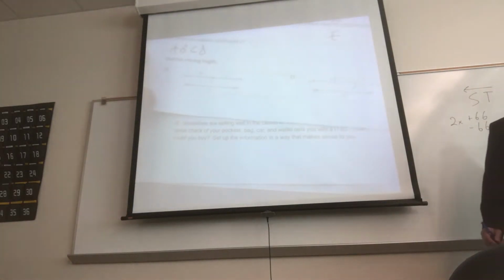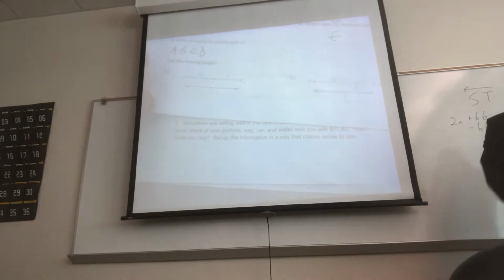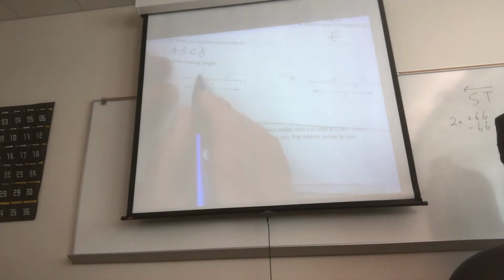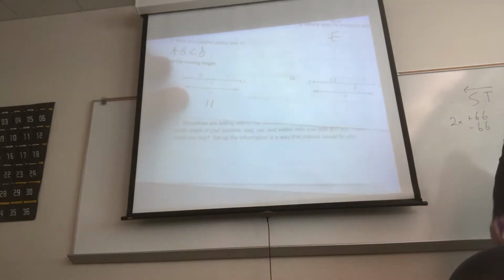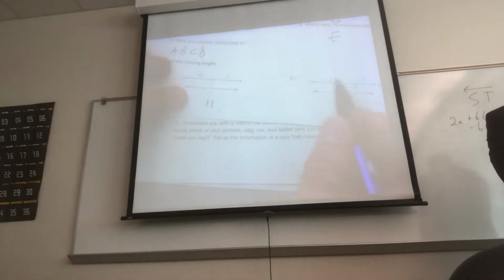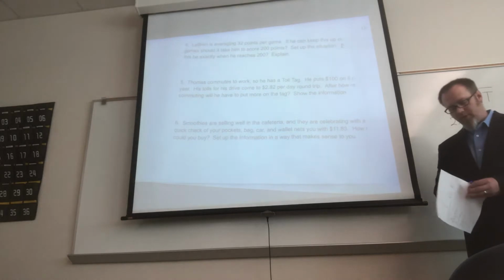Down at the bottom, when it's asking for missing length, all you have to do is add the two pieces together to get the whole thing. So on this one, the whole thing's 21. This one's 10. That means the other's 11. This one is, we don't know, but these are 12 and 5. That would make it 17. Moving on to the next page.